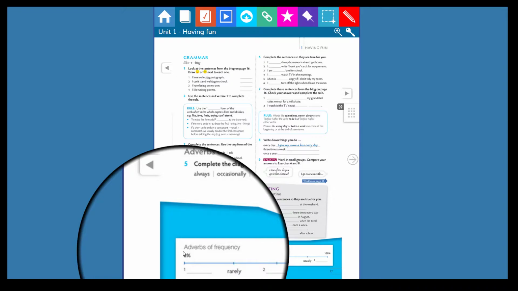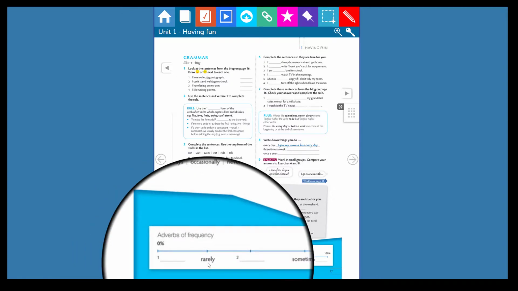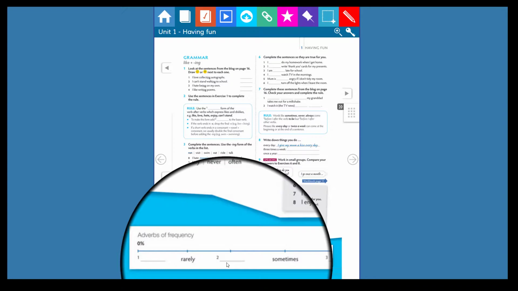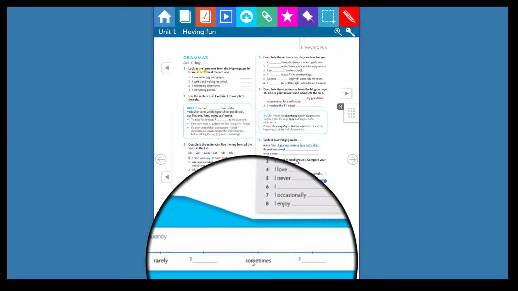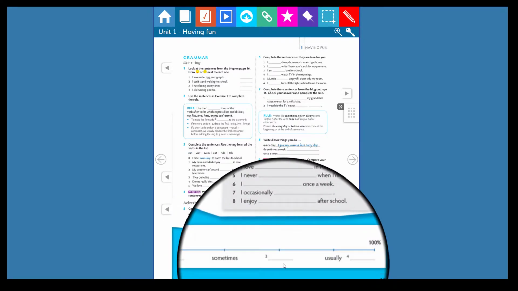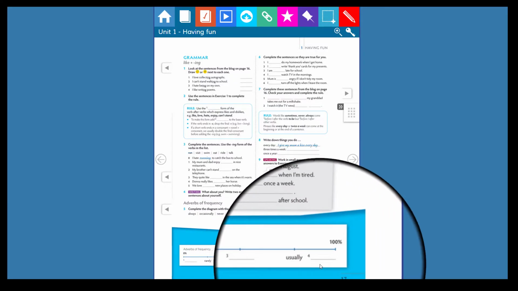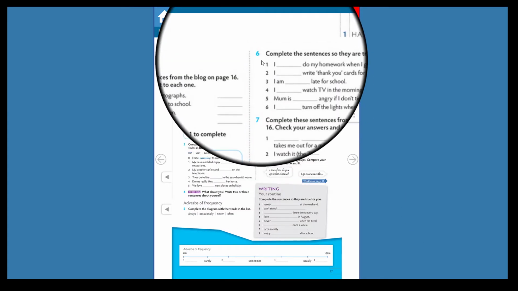Never. Very good. Never. Then we have rarely. Then, what do you think? Occasionally. Yes. Then we have sometimes. Then, often. Very good. Then usually. And finally, always. Okay, these are the frequency adverb, which are words that help us to say how often do we do something.